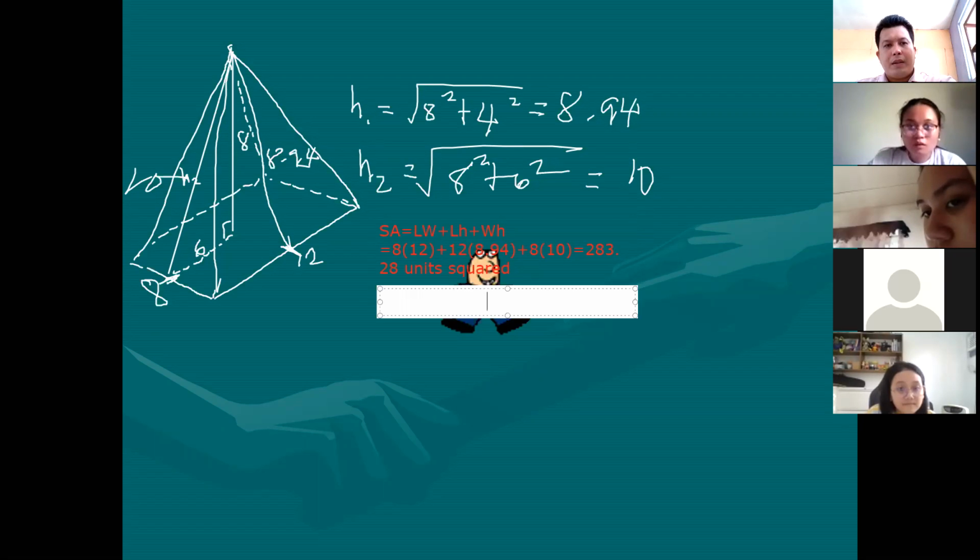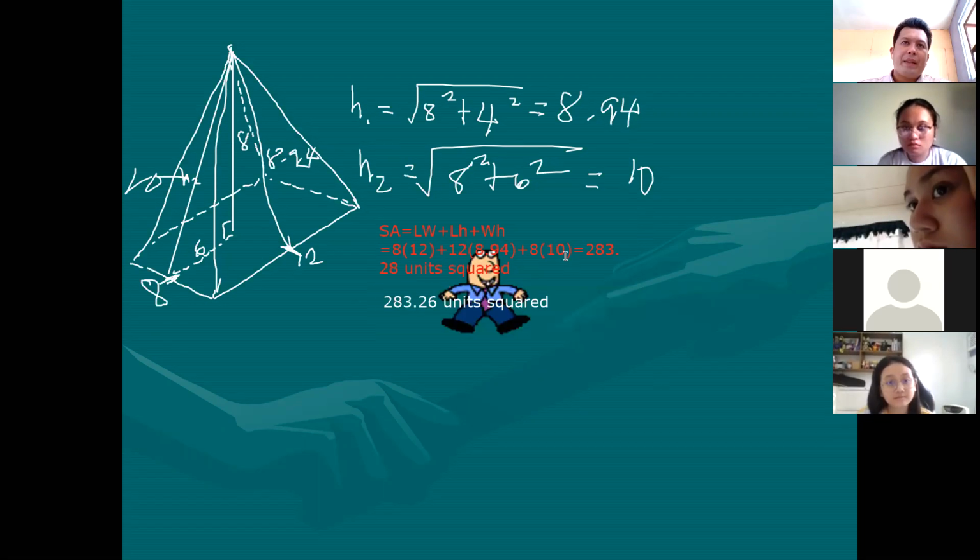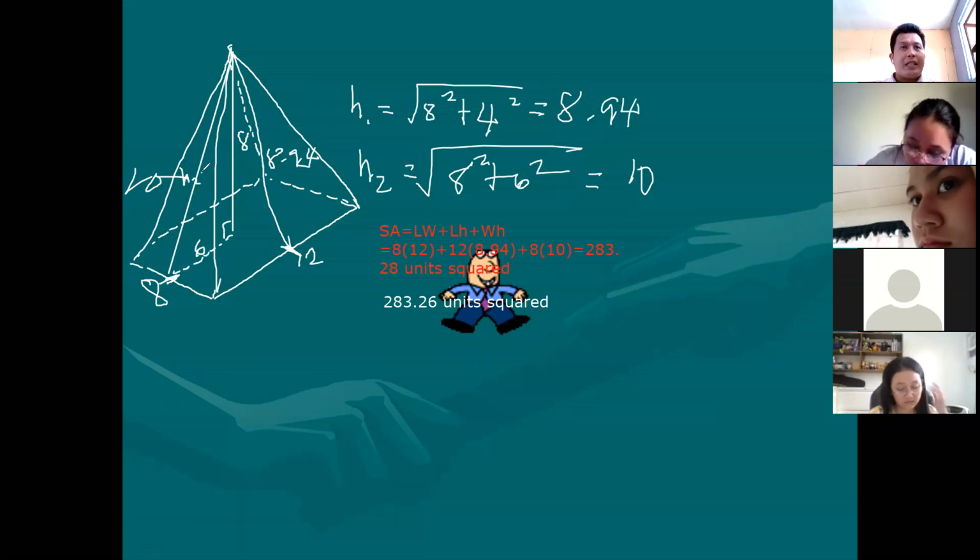Units squared. That's the answer, class. 283.28, not 26. So that's how you're going to find the surface area of a certain solid given the figure is a rectangular pyramid.